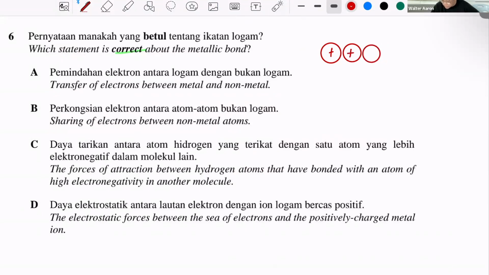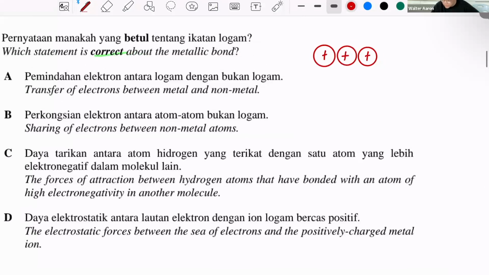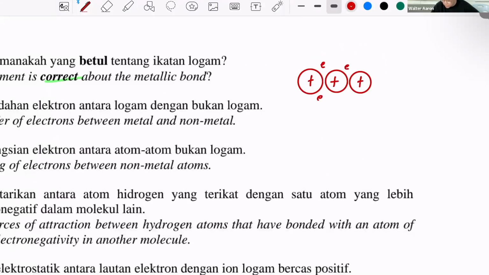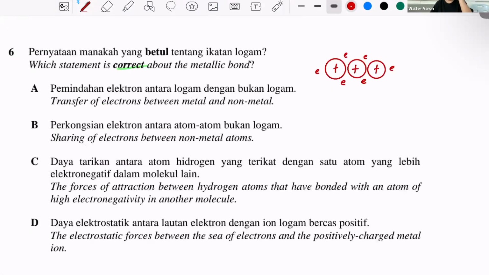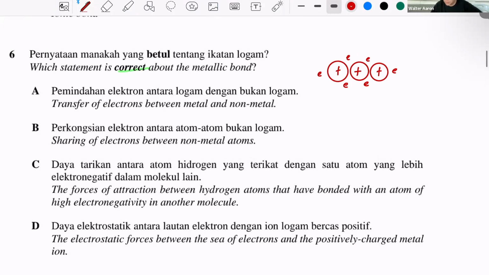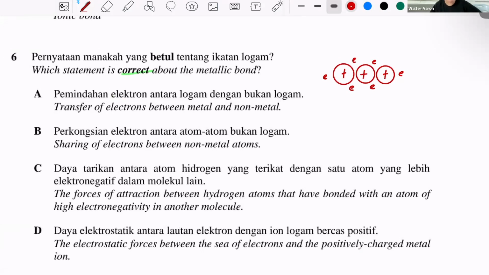Okay, so you can see that the positively charged ions are actually surrounded by electrons that are moving throughout the whole structure, those delocalized electrons. So that is the basis of metallic bonding. And the ions are not attracted to each other technically. They are actually attracted towards the electrons that are circulating around the ions. So I think the only possible answer that describes this metallic bonding is D.